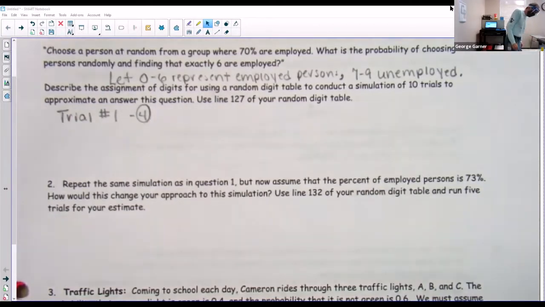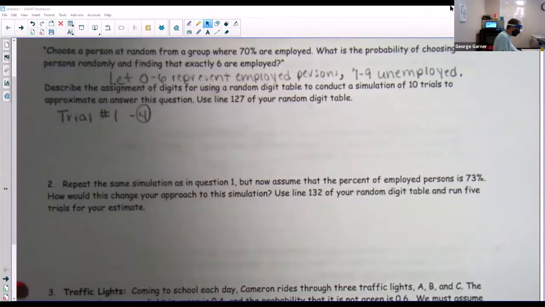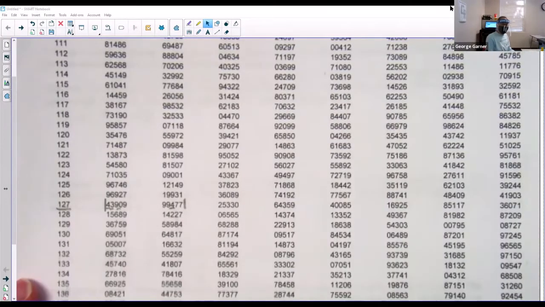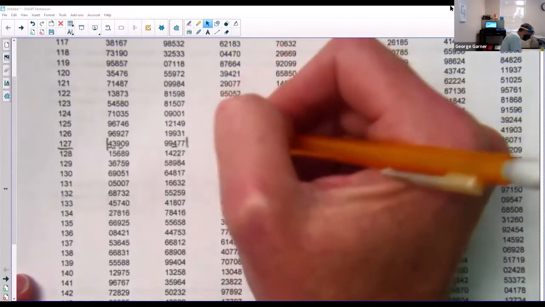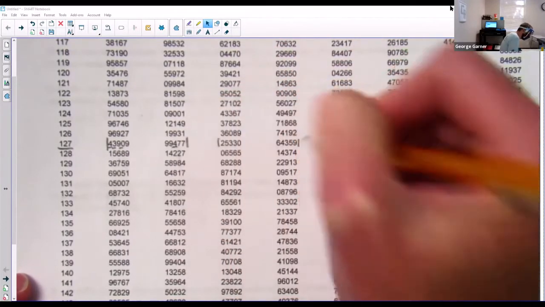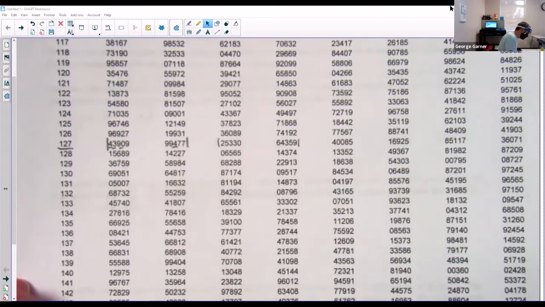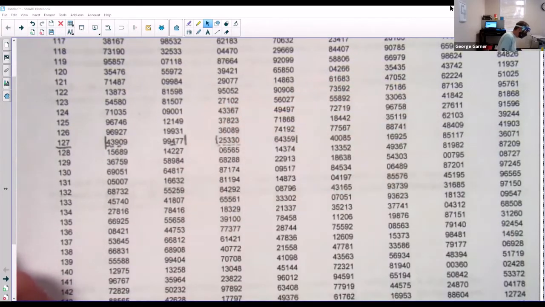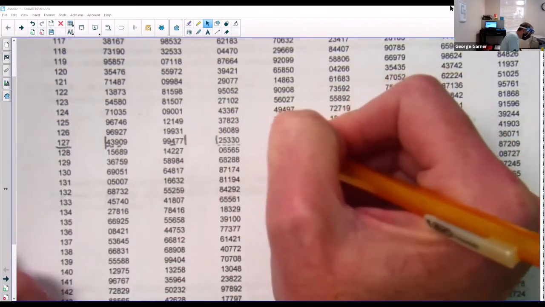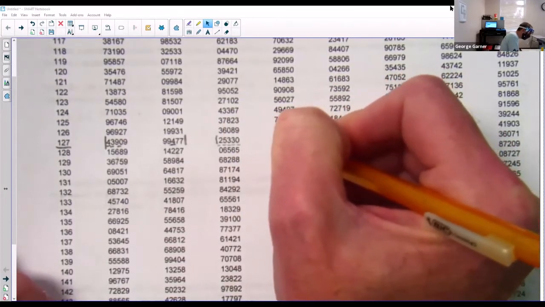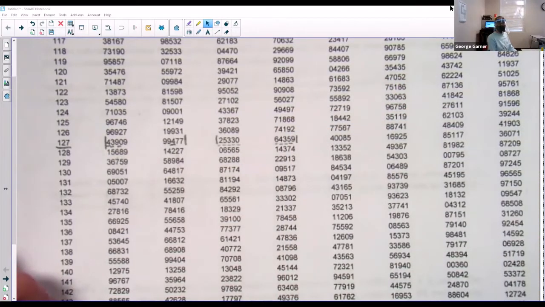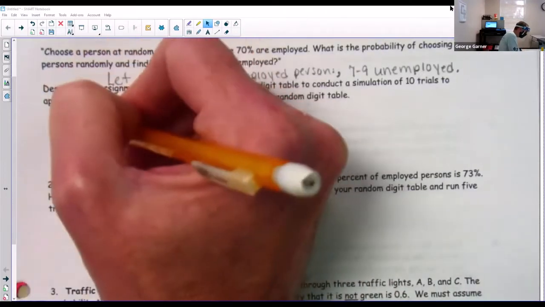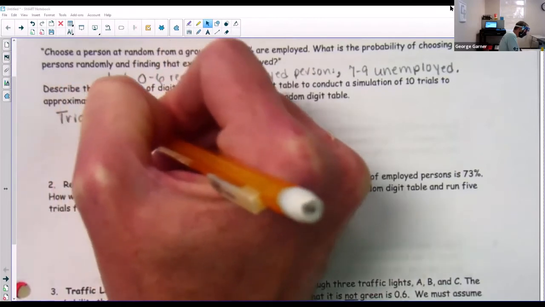So that is one of our 10 trials. So I'm going to go back to this table, and I'm still on line 127. I'm going to section off the next group of 10, this group right there. And let's see, 2 is employed, 5 is employed, 3, 3, 0, they're employed. 6 is employed, 4 is employed, 3, 5, but not 9. So all of those numbers except the very last one represent employed people. And so for trial number 2, I got 9.